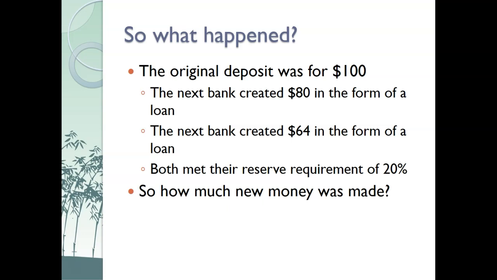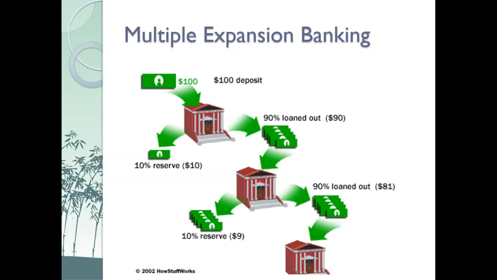So how much new money was made just from these two transactions? $144 that did not previously exist was created. Money was lent into existence. Money is debt. We've said that phrase before. Now again, that was only new money.